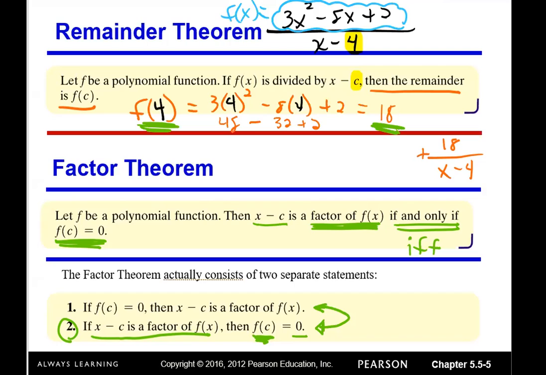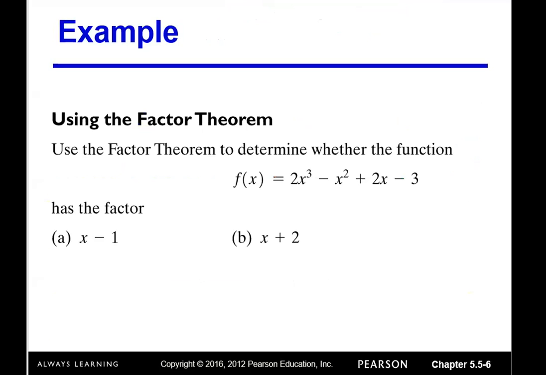So let's look at an example now. Okay, here's a factor theorem problem. Use the factor theorem to determine whether the function f of x equals blah, blah, blah has the factor x minus 1 or x plus 2. So if x minus 1 is a factor, if I were to take the 1, because remember it says x minus c, so just grab the 1.